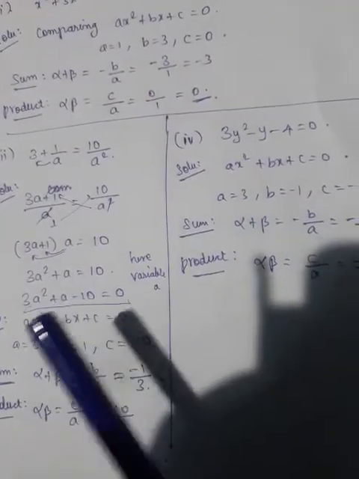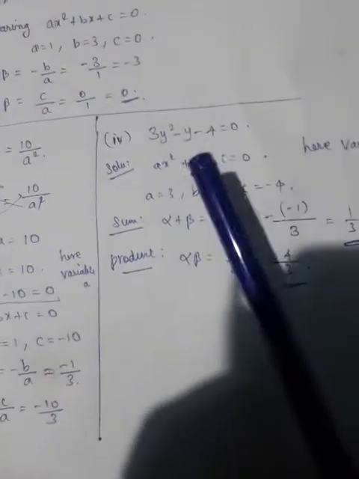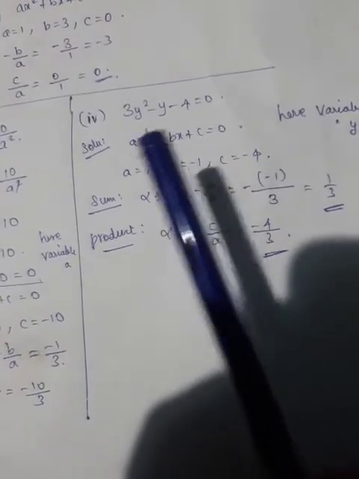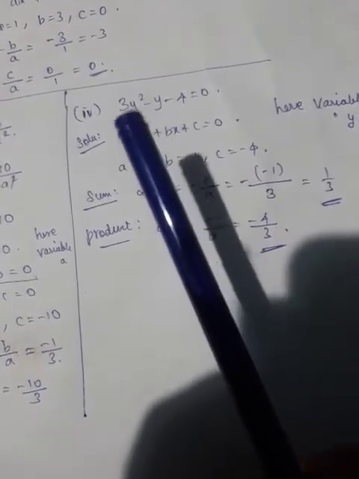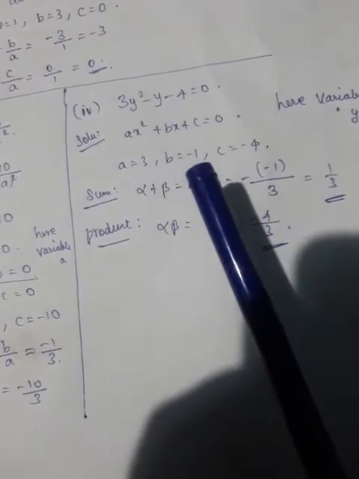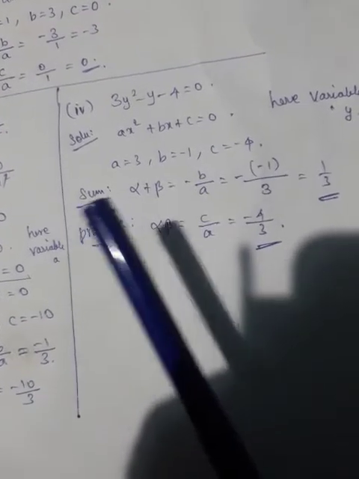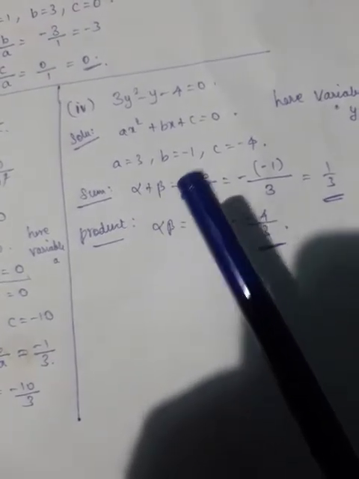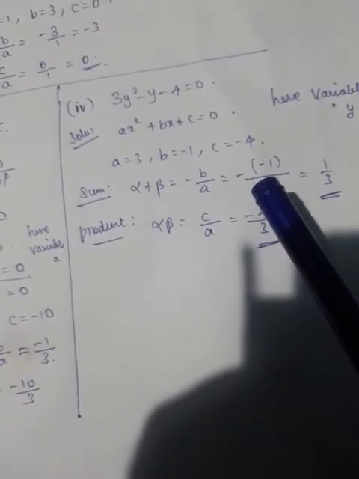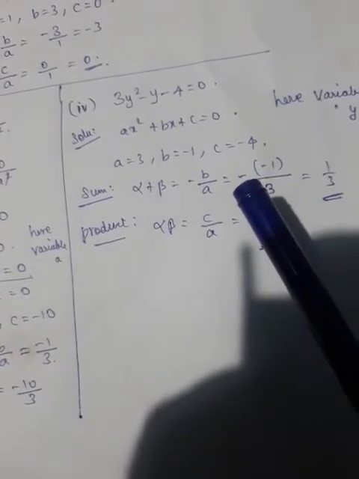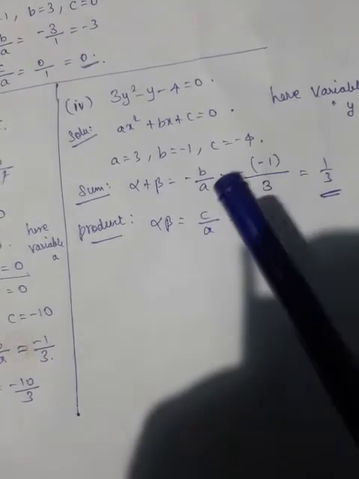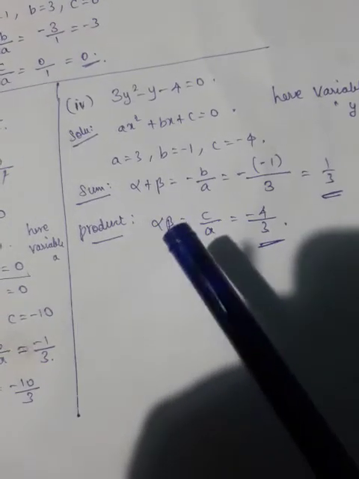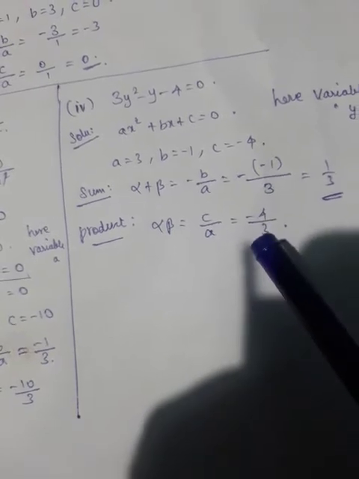Okay, the fourth question. Here the variable is y, but our formula is always in variable x only. So comparing with the given equation, a value 3, b value minus 1, c equal to minus 4. Sum of roots: alpha plus beta is minus b by a, substituting this value, we get 1 by 3. This is the formula, minus this b value minus 1, so minus into minus plus 1 by 3. Product alpha beta equal to c by a, minus 4 by 3.